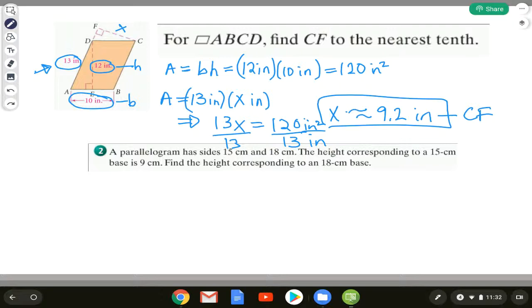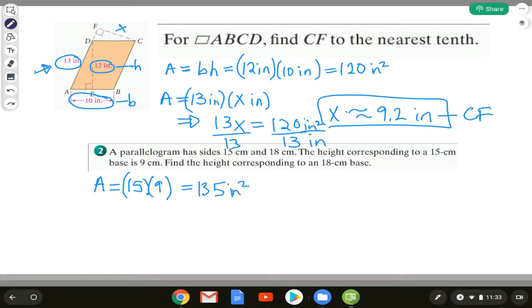Okay, hopefully you tried that and feel like you got it right, but let's go over it. A parallelogram has sides 15 centimeters and 18 centimeters. The height corresponding to a 15 centimeter base is 9 centimeters, so that means I can go ahead and calculate that. The 15 centimeter base was multiplied by the 9 centimeter height. So that's going to be 135 inches squared. It will be the area of that parallelogram.